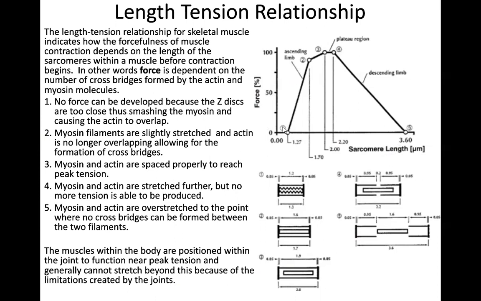Starting at point 1, you guys all hopefully agree with me that this is the shortest of the 5 as far as sarcomere length goes. Here's what the sarcomere looks like, where the Z discs are super close together. It's like what I just did with my model when I pushed it together. Okay, this is the shortest a muscle can go.